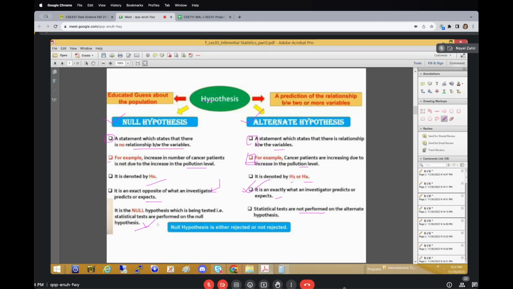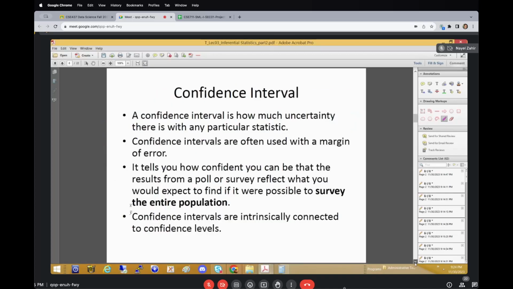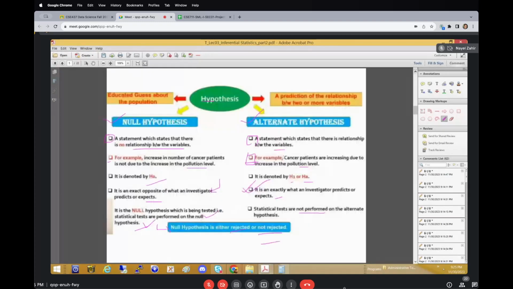So that's why we usually say the null hypothesis is either rejected or not rejected. Okay, so that means sometimes we will reject the null hypothesis, and sometimes it is not rejected, or you can say the null hypothesis is accepted. So I think we can stop at this slide.